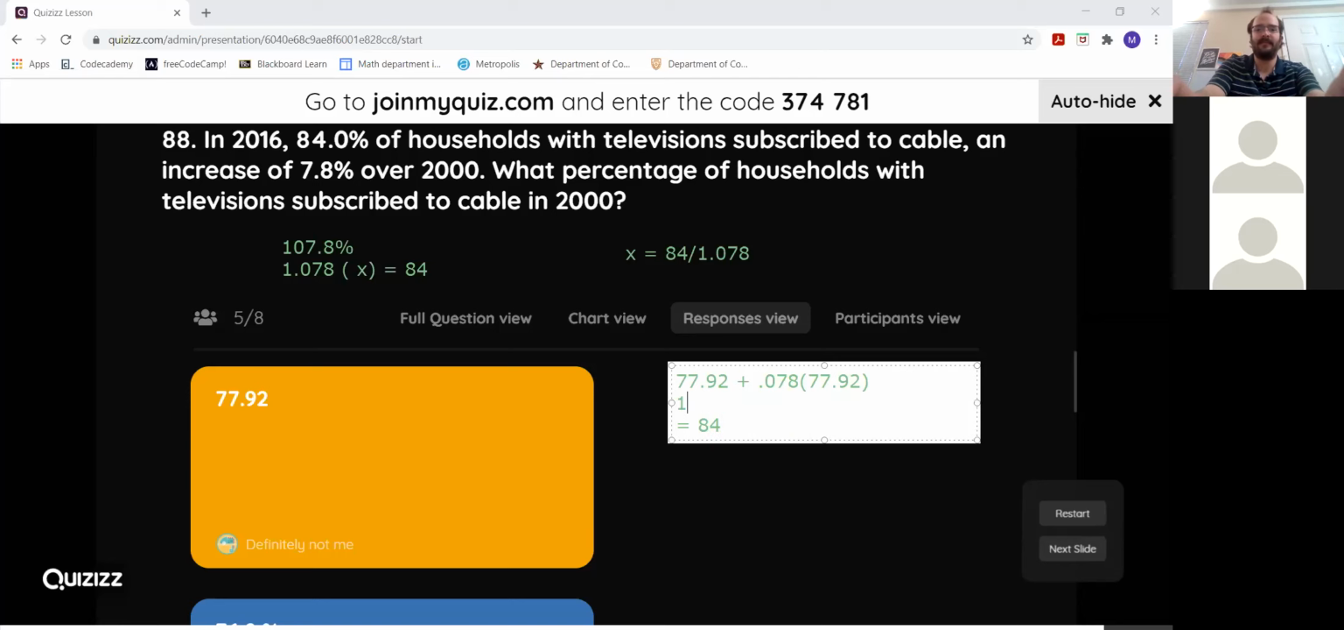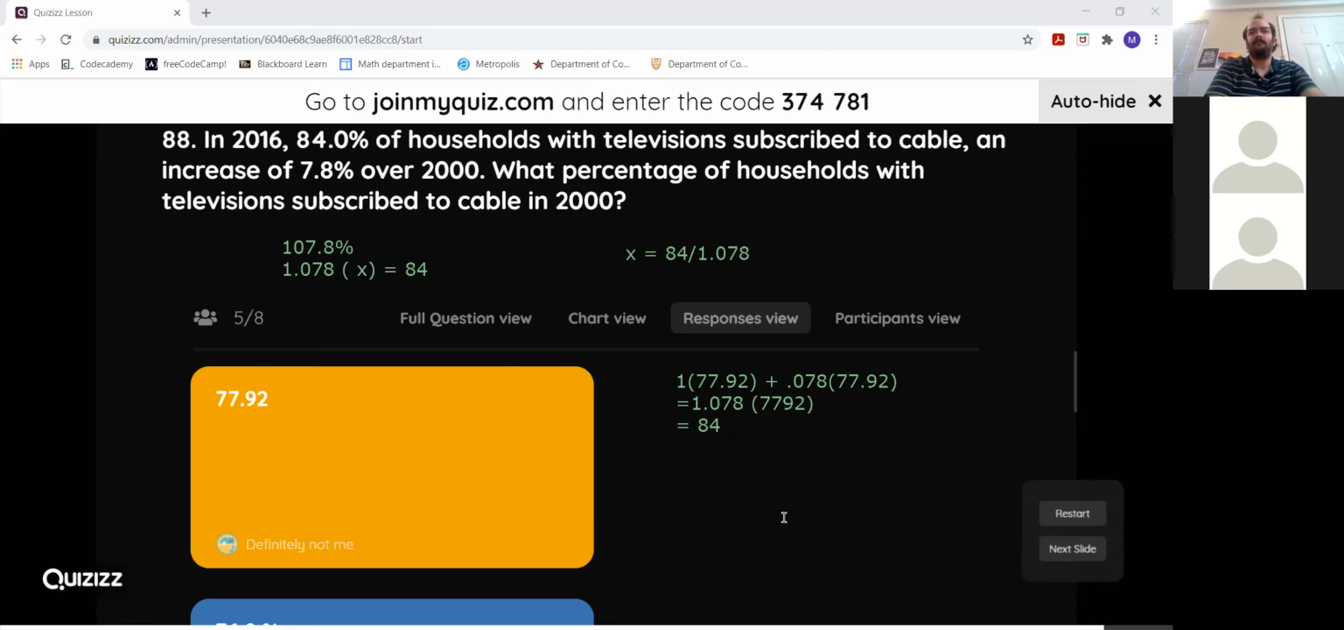Or if I do 1.078 of 77.92, same thing, right? Just more condensed. There's one of them here, plus 0.078. So the reference is the 2000 price. And since we don't have our reference, anytime they don't give you the reference number, you're going to have to do some bit of back solving of some sort.